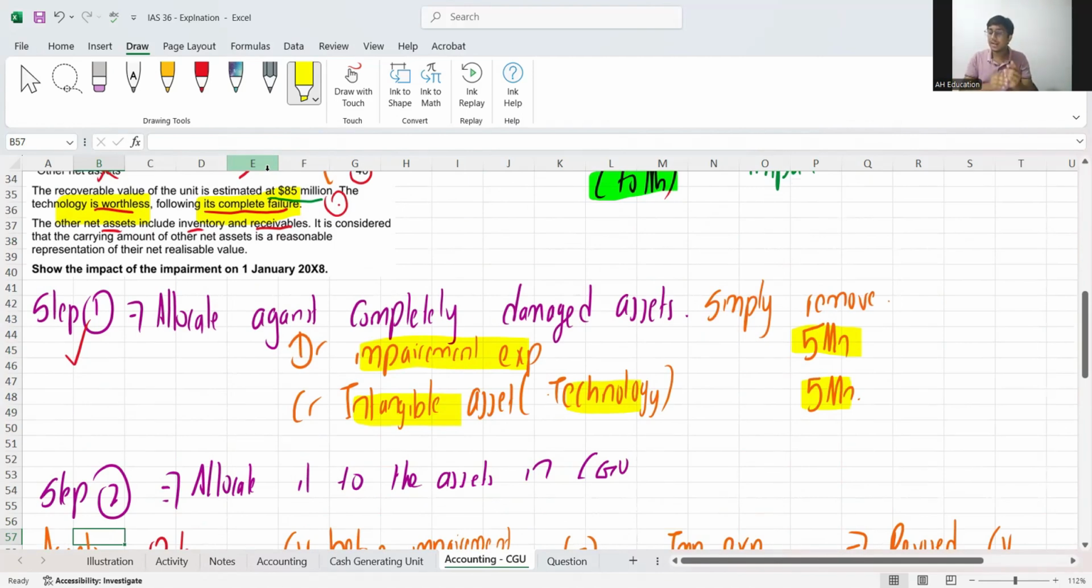The reason why I'm doing this is, if that asset is completely useless, then there is no point in showing it in your statement of financial position. So you need to remove it. So always, in terms of allocating your impairment against a cash generating unit, watch out for any damaged or useless assets. Your impairment will always be allocated first towards those types of assets.